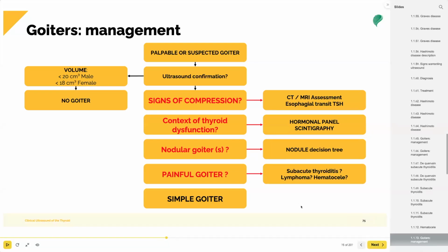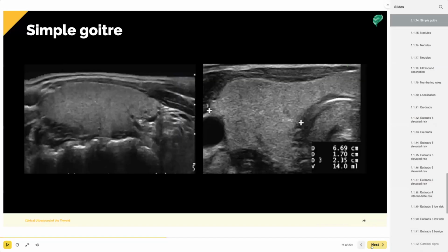Right, so this is our chart in how to manage the goiters once again. This is a very simple image of a goiter without any specific pathology. So this is just an enlarged thyroid, basically, with the echo texture remaining normal. We do not see any nodules or any discrete areas within the thyroid in the longitudinal or in the transverse section.